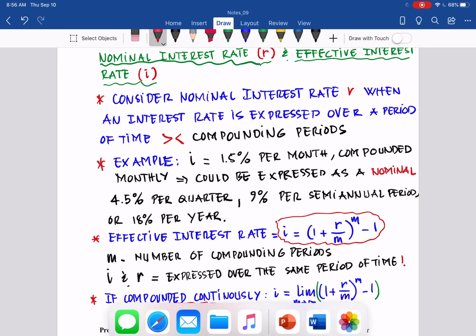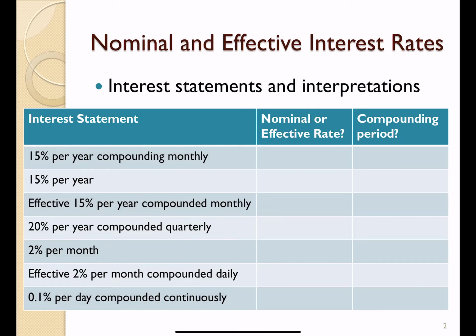So let's go to the slide, and that is only one slide for today's lesson, with nominal and effective interest rates with different interest statements, and we need to interpret correctly whether it's nominal or effective. And when it's nominal, we need to know what the compounding period is, because when we know the compounding period, we can determine the number of compounding periods so that we can apply the equation to determine the effective interest rate. So let's go to the first one.